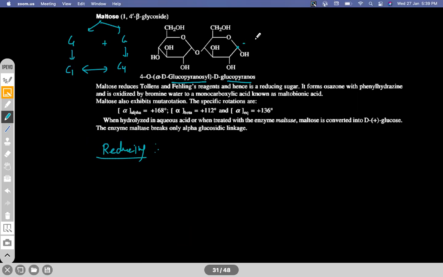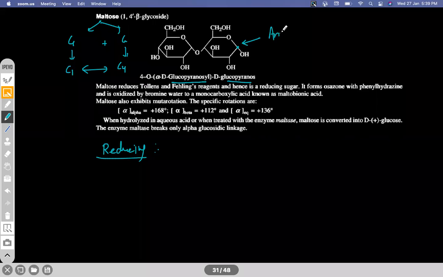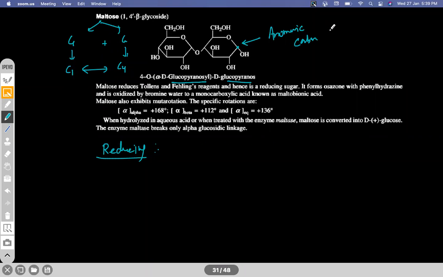But this anomeric carbon is free here. Any one we want, anomeric carbon free. So it is a reducing sugar. This value is not required, just let it be. You just need to know what is the composition of these two glucose units, which carbon atoms are involved, C1, C4. We have a glycosidic linkage between the two.